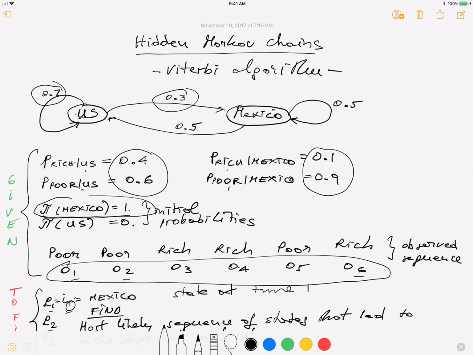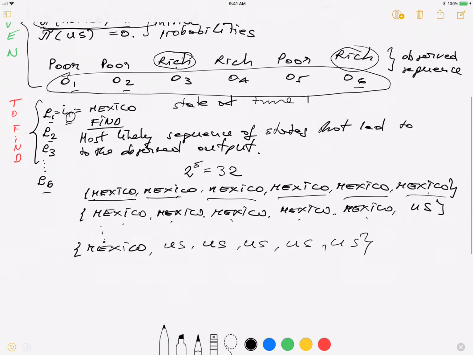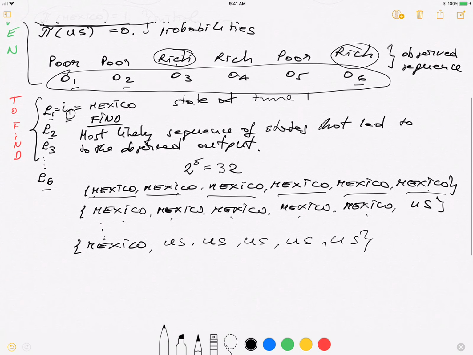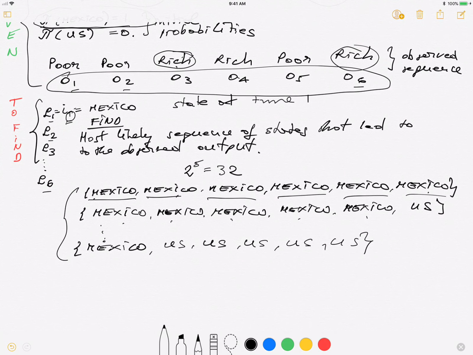Second, if the person were rich, it's more likely the person was in the United States than in Mexico. Why? Because if the person was in the United States, the probability the person will be rich is 40%, while the same probability if the family is in Mexico is only 10%. So if the family were rich, there is higher likelihood that the family was in the United States. These are two arguments which justify why not all the sequences are equiprobable.